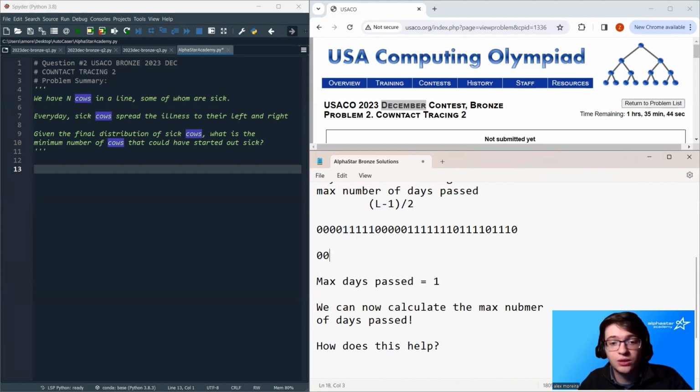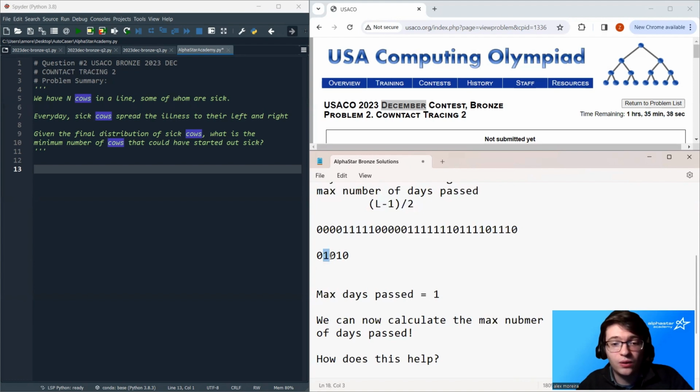In particular, how can you produce an interval of length 5 in 1 day? Well, you start with a cow right here. You start with a cow right there. They both pass the sickness to their left and right, and you wind up with 5 sick cows. So that's possible in 1 day.